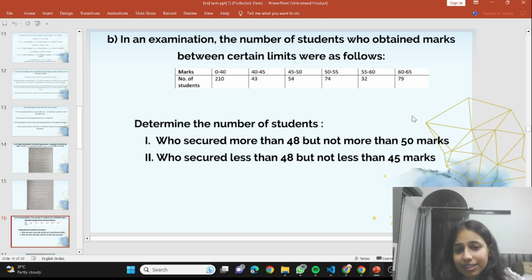Second question: in an examination, the number of students who obtained marks between certain limits were as follows. The marks range is given from 0 to 40, 40 to 45, 45 to 50, and so on. Determine the number of students who secured more than 48 but not more than 50 marks, and who secured less than 48 but not less than 45 marks.